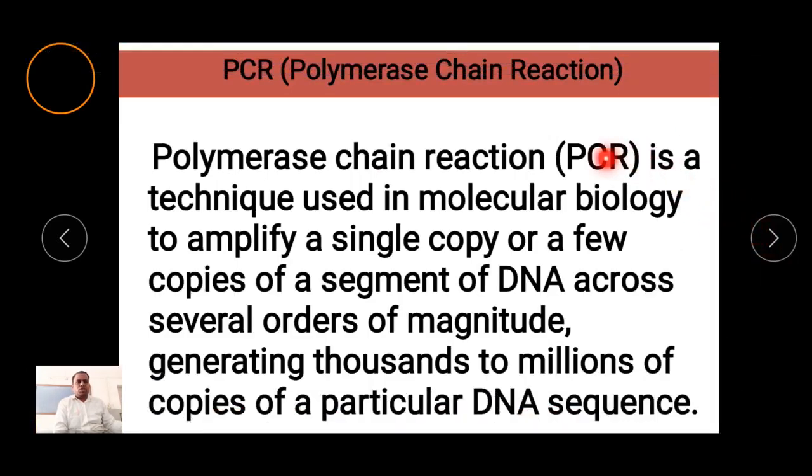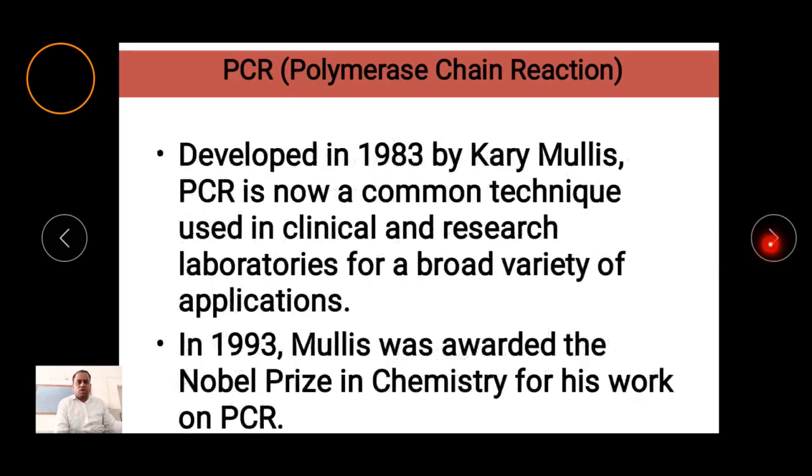PCR is the polymerase chain reaction. It's a technique used in molecular biology to amplify a single copy or a few copies of a segment of DNA across several orders of magnitude. This means a single copy of DNA can be amplified to a large number, and its number can be increased and used in different applications in biology.